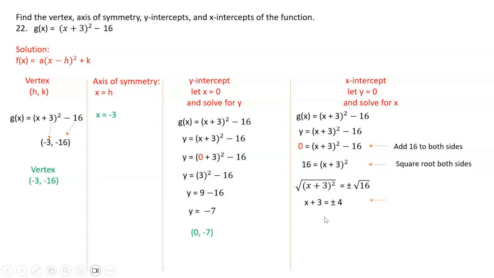Now we're going to subtract 3 from both sides. So we get x equals -3 plus or minus 4. So we're going to have x equals -3 plus 4 and x equals -3 minus 4. So we have 1 and -7. So my x-intercepts are going to be (-7, 0) and (1, 0). These are my x-intercepts.